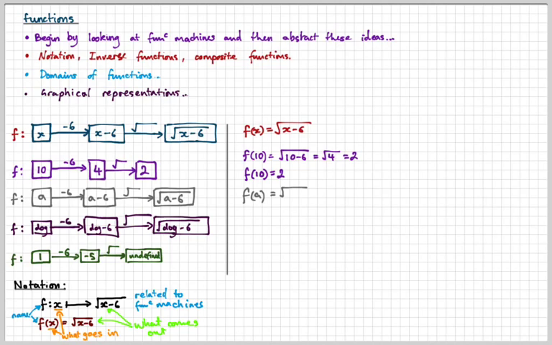When you put a into the function machine, you get the square root of a minus 6. When you put dog into the function machine, you get the square root of dog minus 6. And when you put 1 into the function machine, f of 1 is undefined. It doesn't have an answer we can write down. Okay? Right, I'll pause for a second.